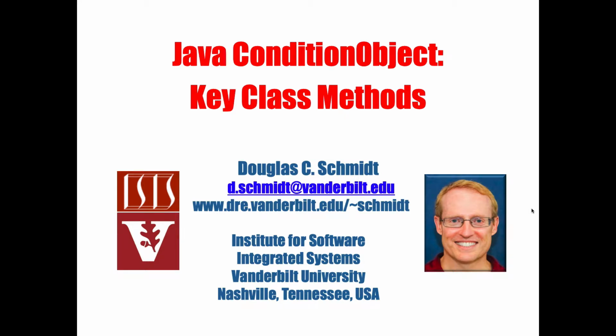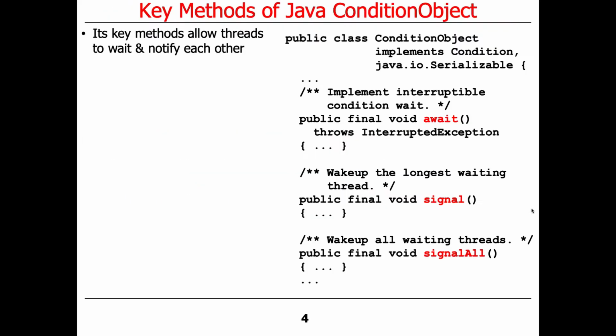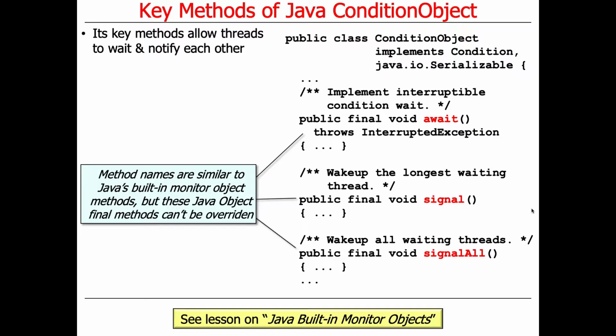So now that we've had a chance to talk about the structure and the functionality of condition objects at a high level, let's zoom in and talk about specific methods that it defines. So the key methods, not surprisingly, are used to allow threads to wait and notify each other. And there are three key methods. There's some overloading on one of them, but we'll focus on the three of them. They are await, signal, and signal all.